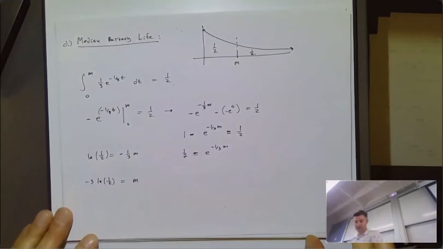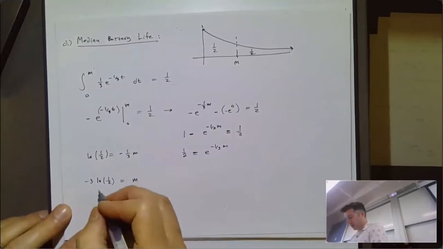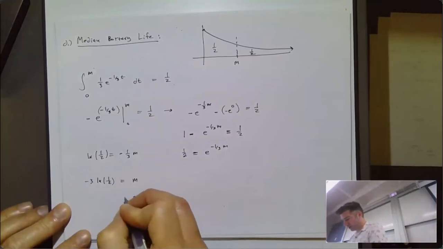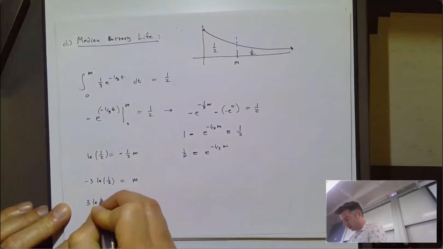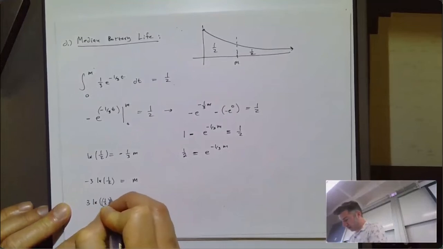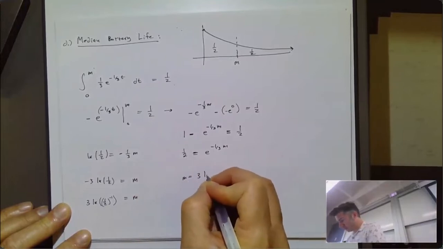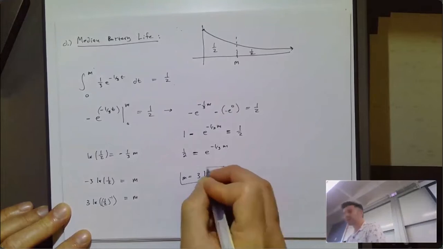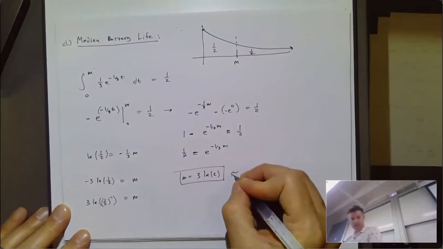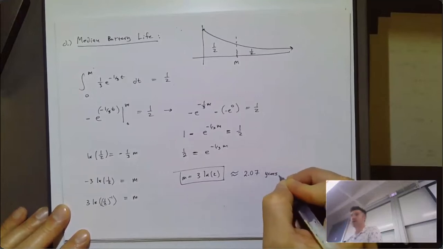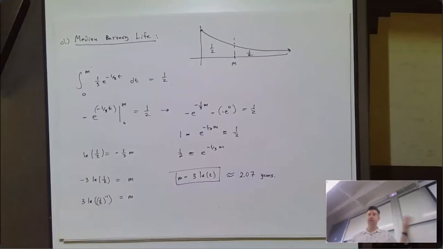Or to make this look just slightly nicer, I'm going to bring that negative up as the power here. So this is equal to positive 3 times the natural log of 1/2 to the negative 1, which is just 3 times the natural log of 2, which is approximately 2.07 years. So half of the batteries will live less than 2.07 years, and half the batteries will live longer than 2.07 years.